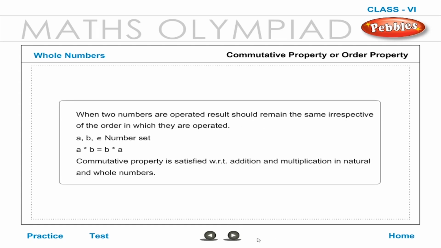Commutative property or order property. When two numbers are operated, the result should remain the same irrespective of the order in which they are operated. If a, b belong to the number set, a * b is equal to b * a. The commutative property is satisfied with reference to addition and multiplication in natural and whole numbers.